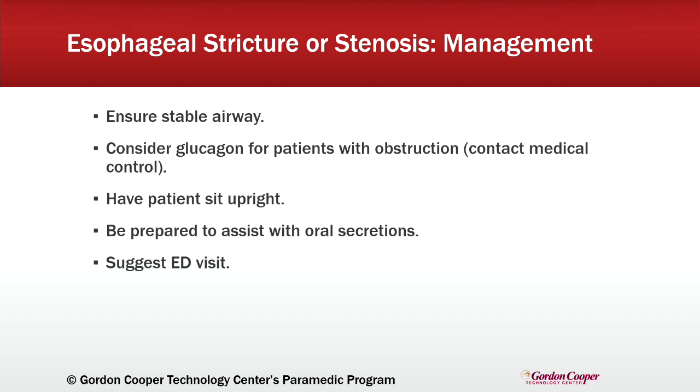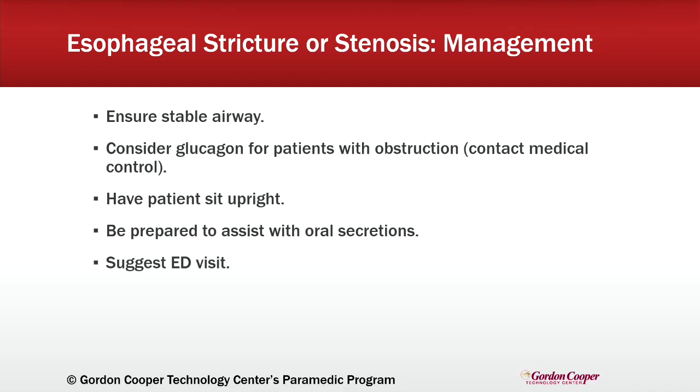The patient may be at risk for aspiration or obstruction, so keep an eye out for that. But most importantly, make sure that the airway is stable. If it is stable, avoid any kind of aggressive obstruction removal techniques. If they can't breathe, treat it like it's an airway obstruction and manage it accordingly, trying to get that airway clear so that they can breathe.